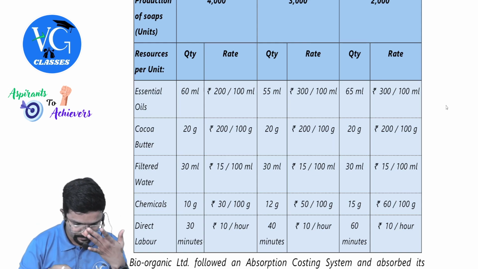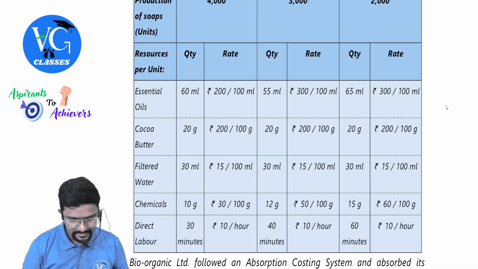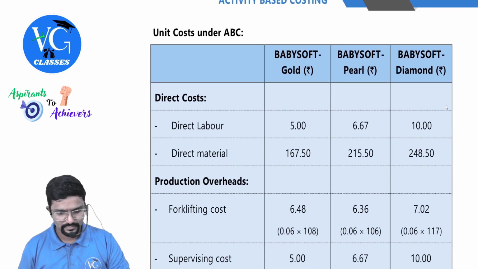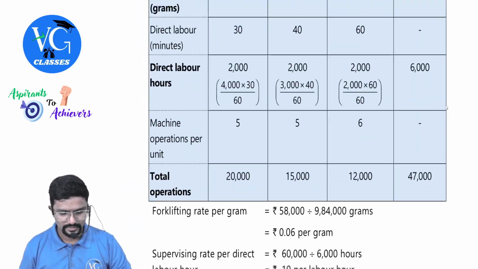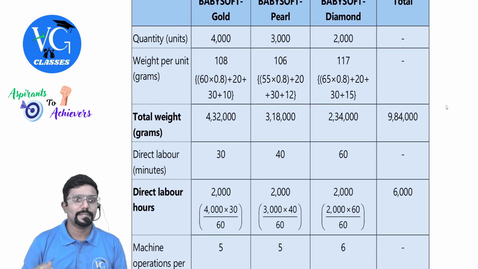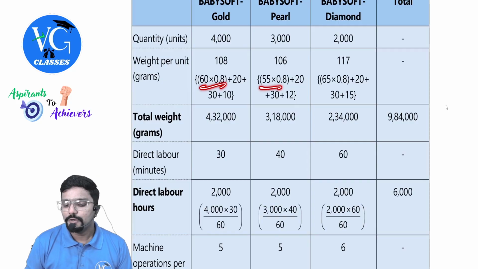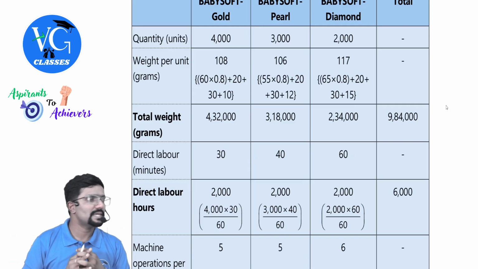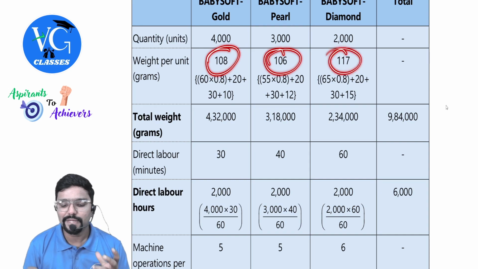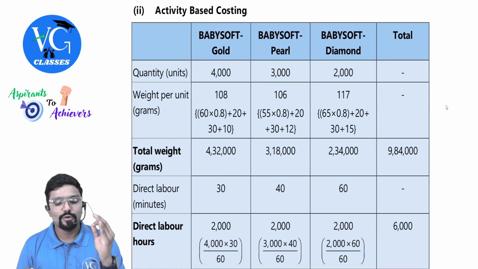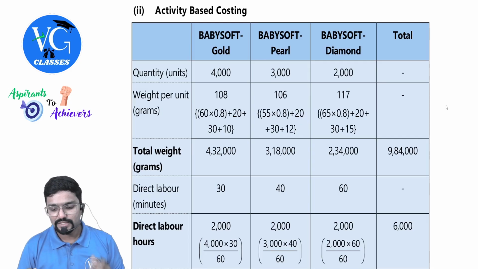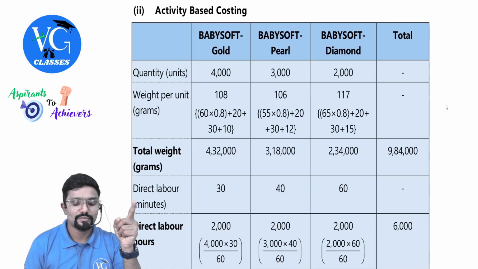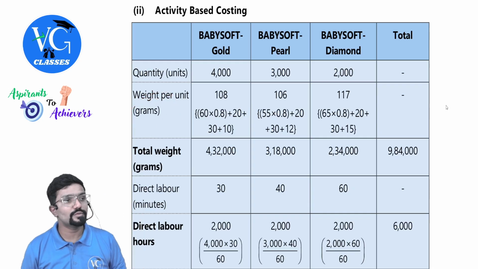Awesome. Now come to the solution. Weight per unit. Only this first part you have to be careful: into 0.8, into 0.8, into 0.8. The rest, just add up. So what have we got per unit? Raw material: per gold, 108, per pearl, 106, per diamond, 117 grams. Now total grams.